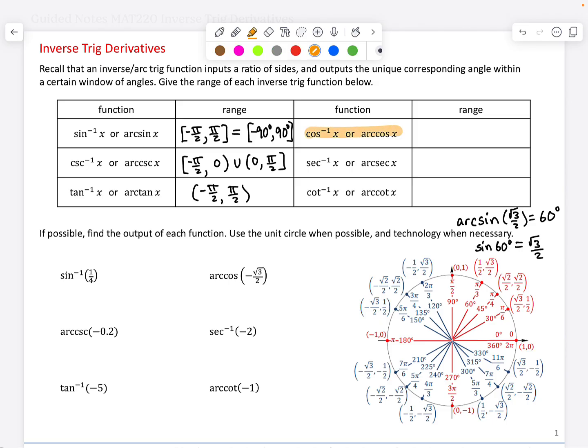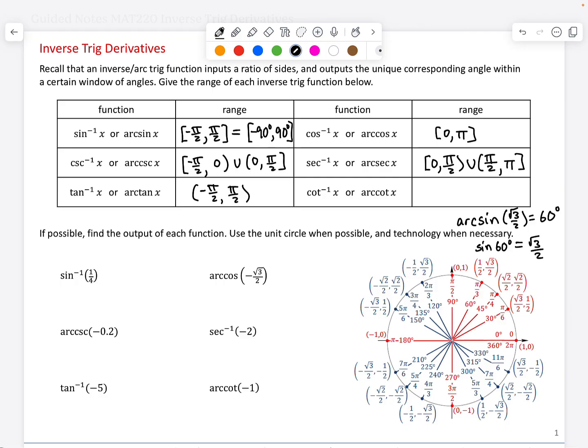Now for arc cosine, the range will be any angle from 0 radians up to pi radians. That means the outputs of arc cosine will always be somewhere in this range of angles, so quadrants 1 and 2. For arc secant, it'll be similar, except that at pi halves, the secant is undefined, so we have to exclude pi halves from this range. So we go from 0 to pi halves, parentheses, union, parentheses, pi halves up to pi, giving me quadrants 1 and 2, but excluding the angle pi halves.